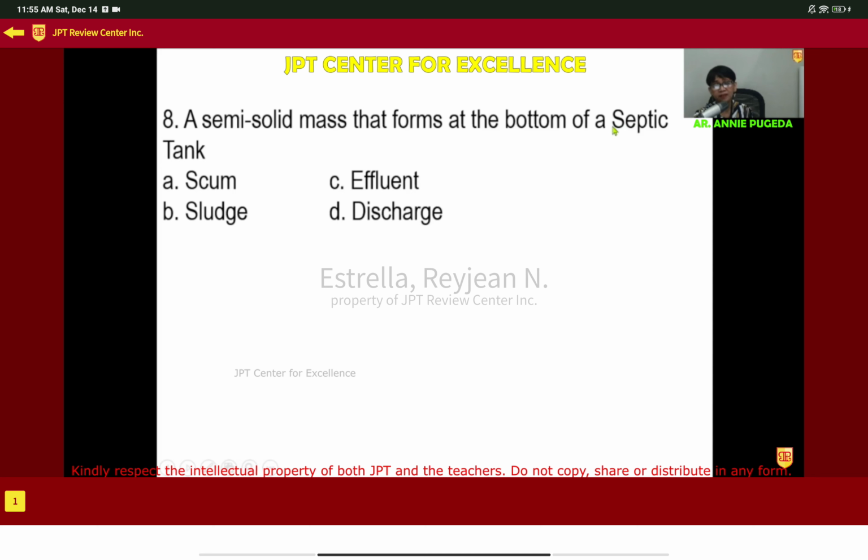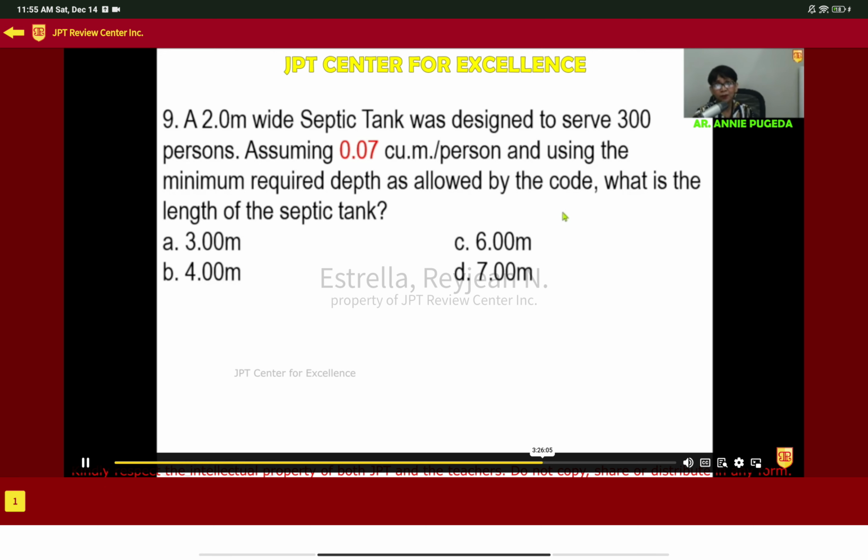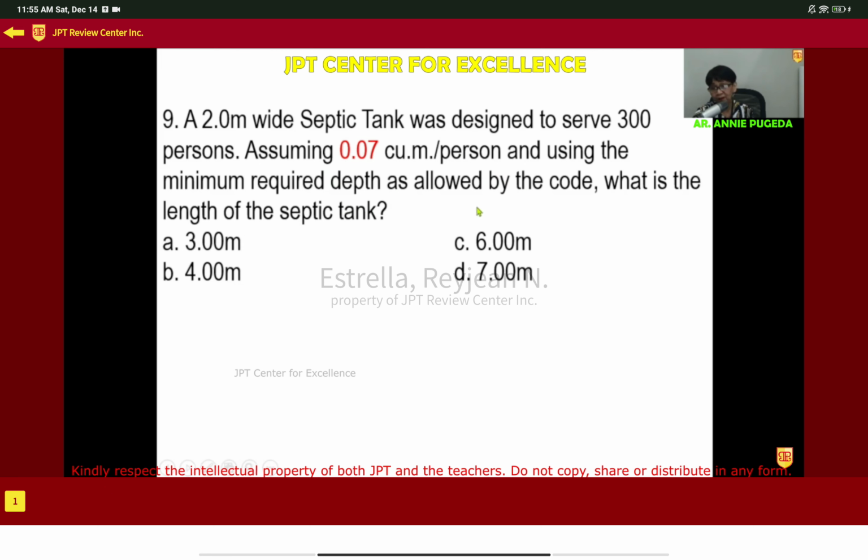And then the semi-solid mass that forms at the bottom of a septic tank is called burak, otherwise known in English as sludge. Now, there's no computation here. Maybe it was inserted because whoever gave it thought it was the master plumber exam. But just to give an idea of the computation formula, 0.7 and these are the givens, and then these are the choices. Now, it's trial and error.